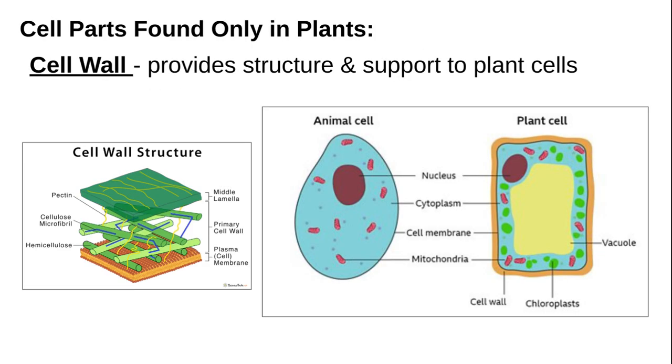So the cell wall goes around the outside of the cell membrane, and it gives structure and support to plant cells. Let's think about why plant cells might need structure and support. Well, a lot of animals have skeletons and bones. Do plants have skeletons and bones? No. How are plants going to hold themselves upright? Well, they need a stronger cell so that they can hold themselves upright. So the cell wall kind of, in a little bit of a way, makes them like they have a little skeleton, even though it's not a skeleton.